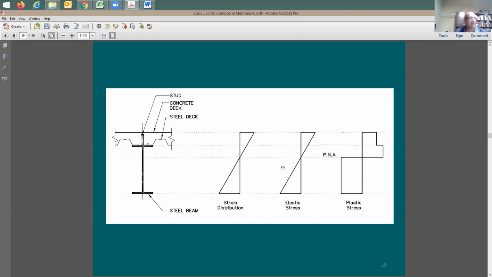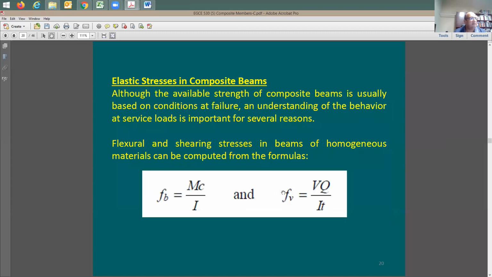So in this case, if I assume the plastic neutral axis to be at this location, this entire section is going to be under F sub y for the steel, 0.85 F prime c, and also in tension it is going to be F sub y. But the elastic is going to be completely different. It's going to be based on the amount of strain and based on the given moment on the section. And this moment will include dead load and live load.